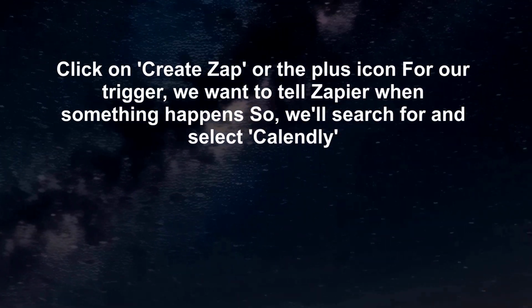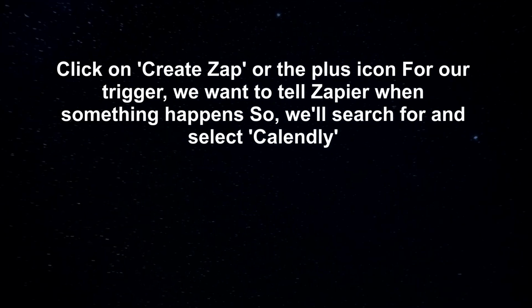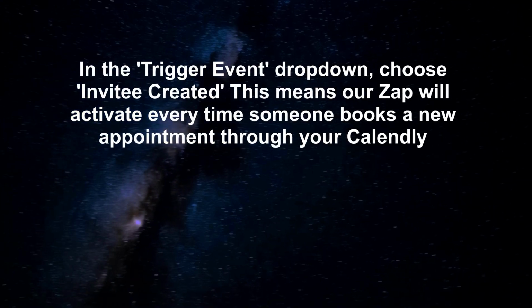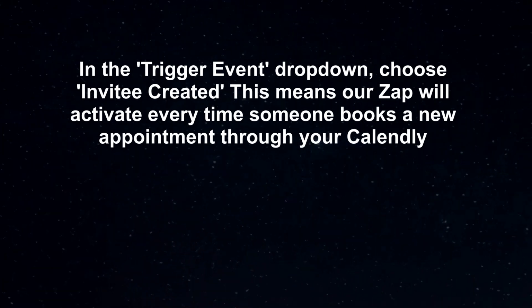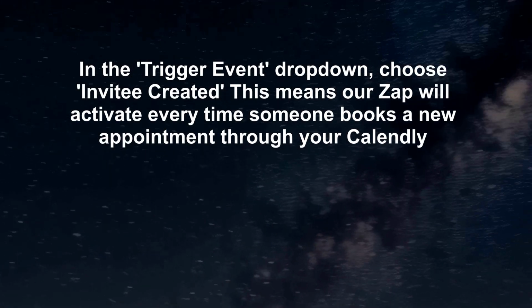We want to tell Zapier when something happens, so we'll search for and select Calendly. In the Trigger Event dropdown, choose Invitee Created. This means our Zap will activate every time someone books a new appointment through your Calendly.